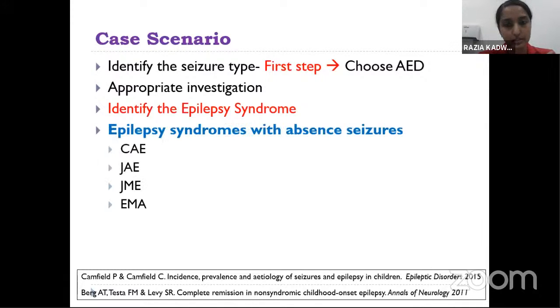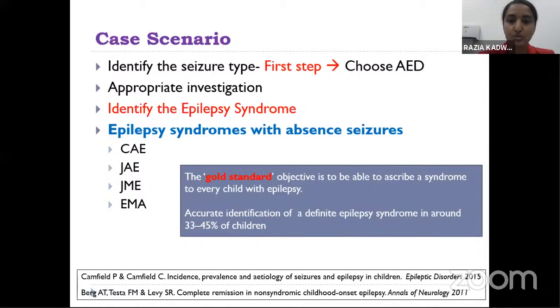So for absence seizures, what are the syndromes associated with absence seizures? You can have childhood absence, juvenile myoclonic, or eyelid myoclonia with absence seizures. So the gold standard in managing any patient with pediatric epilepsy is to try and ascribe a syndrome to every child with epilepsy. And if you properly work up the child, at least in 40% of patients, you will be able to identify a definite epilepsy syndrome in that patient.